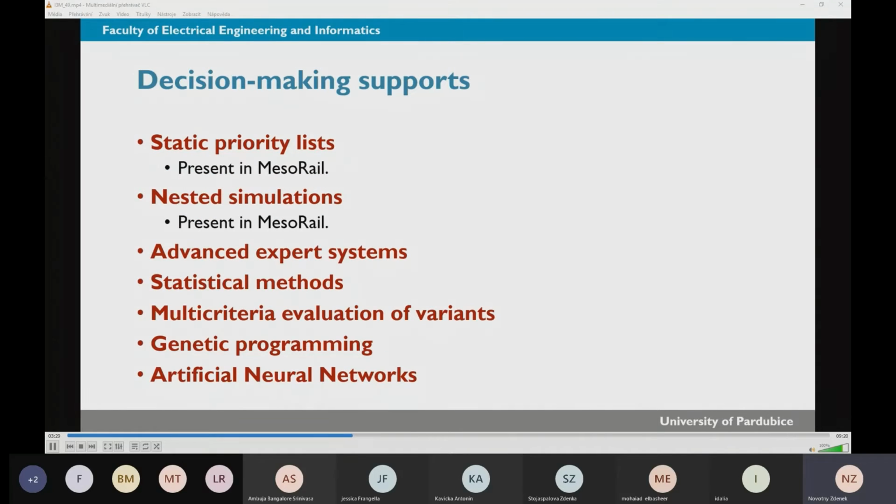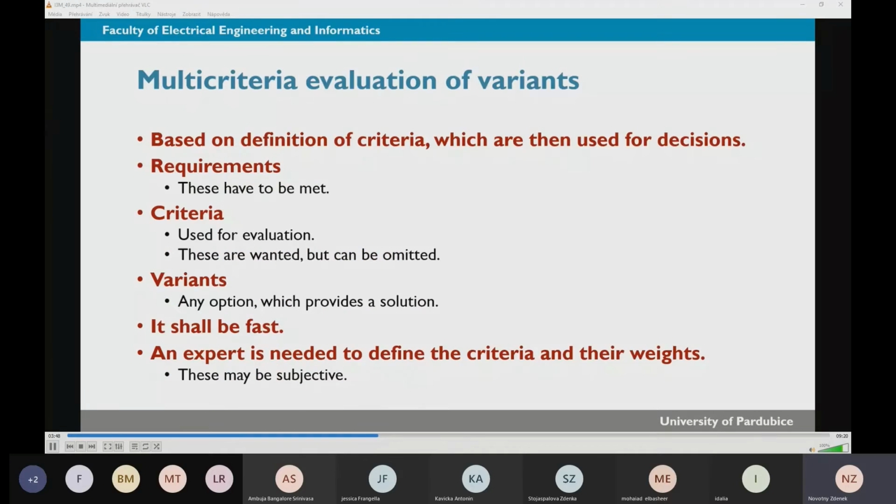There are numerous approaches of automated decision-making, such as static priority list, nested simulations, expert systems, or artificial neural networks, and more. In this particular research, as the title says, we focused on the multicriteria evaluation of variants. Simply put, the method utilizes predefined criteria which are used to choose the best variant at the point of triggering the support. A criterion is something we want, but we can omit it if needed.